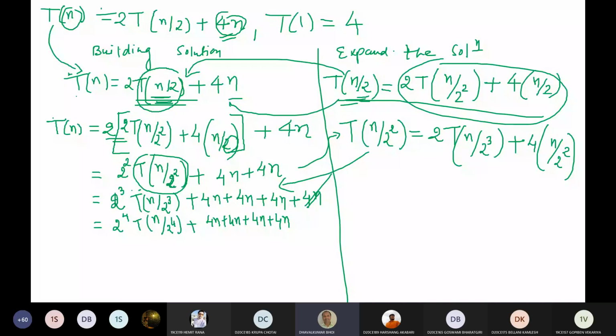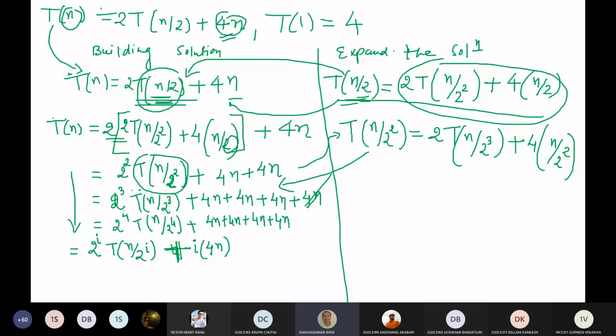Now if I have to generalize this equation, we don't know up to which point we have to expand this. But if I write down the generalized equation, can I write it like this? It is 2 raised to i, t of n divided by 2 raised to i, plus i times 4n. Can I write like this?